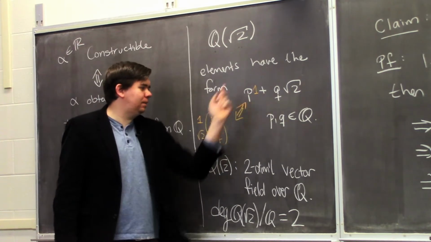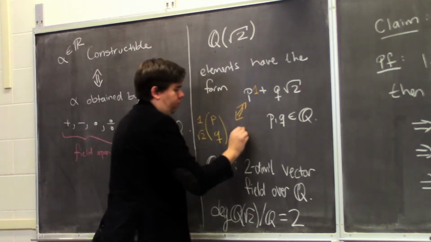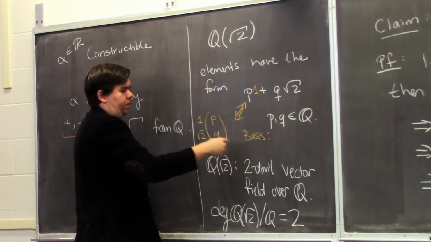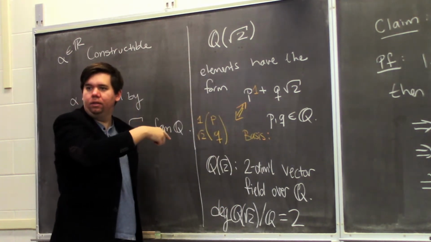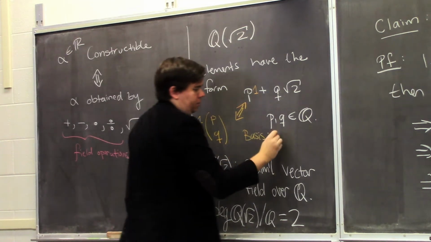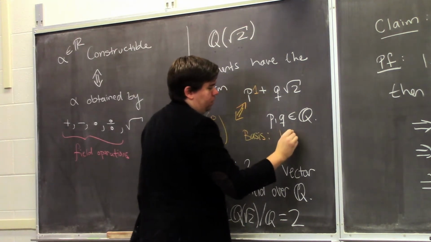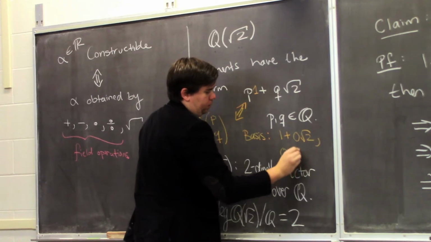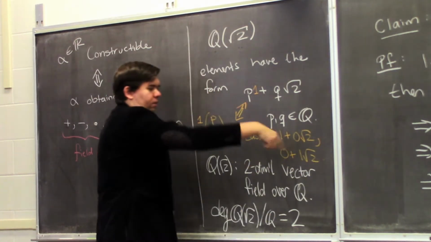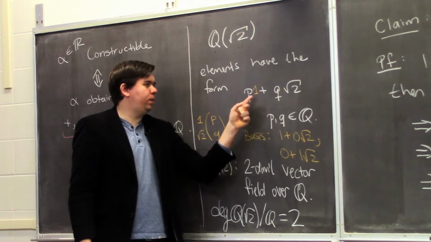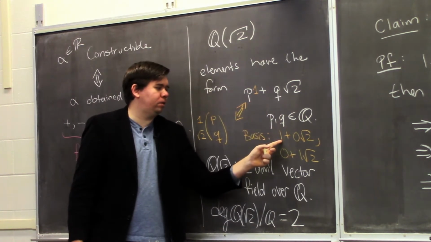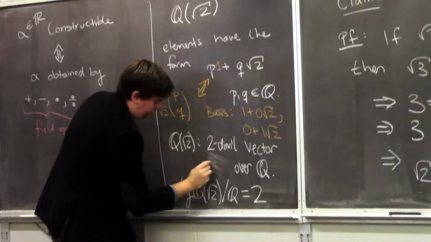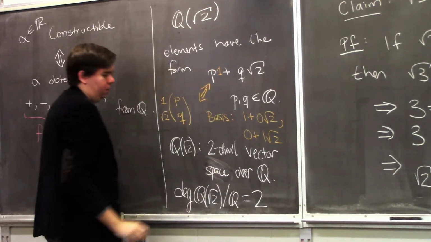So what is the basis for this vector space? The basis should correspond to (1, 0) and (0, 1). And so in this case, you can think of your basis as being elements of the form 1 plus 0 root 2 and 0 plus 1 root 2. And convince yourself anything is just a combination of this. p plus q root 2 is just p copies of the first guy plus q copies of the second guy. This is just a vector space over the field Q.